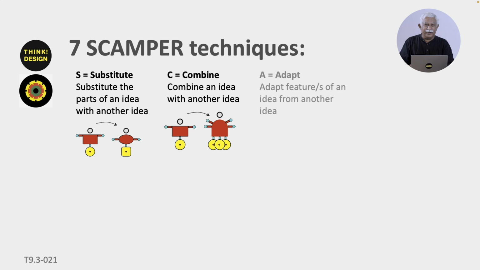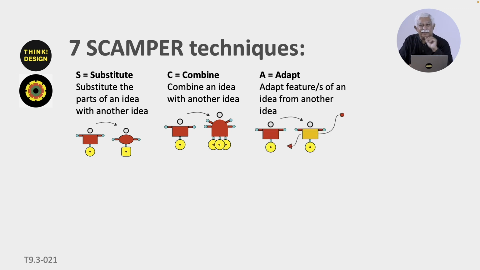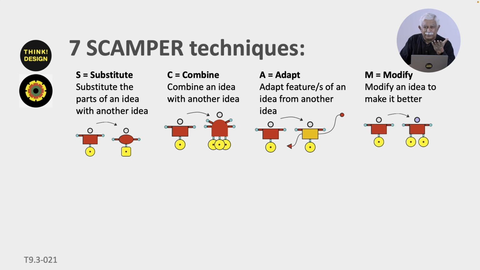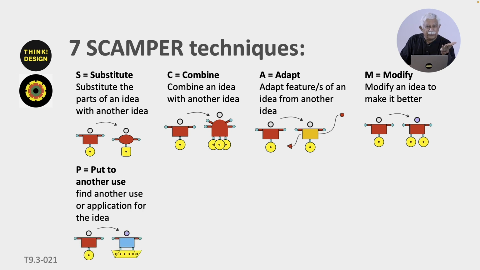Let's look at the third one, adapt. Adapt features of another idea from another idea. Okay, so you have this toy which has got a sphere at the bottom and a man on top of it. Now suddenly you add a tail to it and you add a string to it, and it will be a great exercise for you to balance the man and pull him along where you walk, right? Yeah. Modify, instead of one wheel, you think of two wheels, which makes it much more stable. Put to another use.